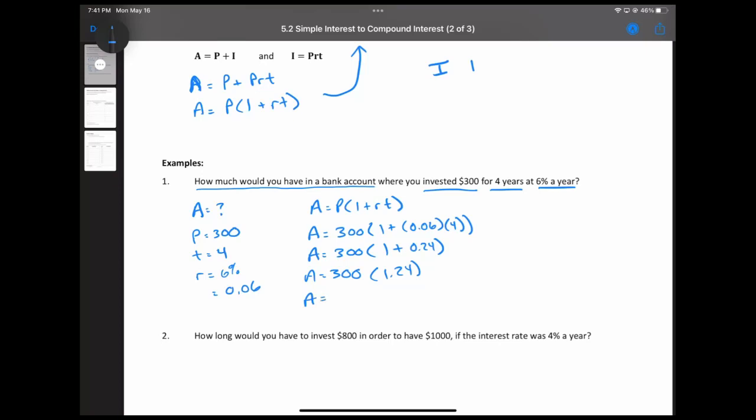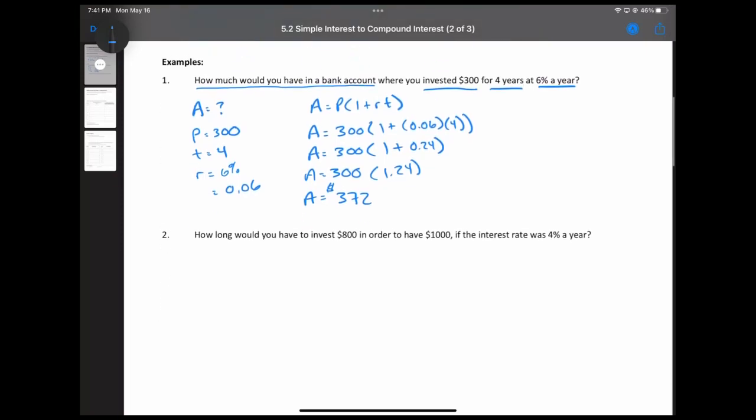And finally, I just do 300 times 1.24, and I get $372. So what that means is if I invested $300 for 4 years at 6% a year, I would eventually have $372. Now, I can also logically figure out that I must have made $72 in interest since I started with $300, but this is a way of getting the amount that I have at the end in one step.